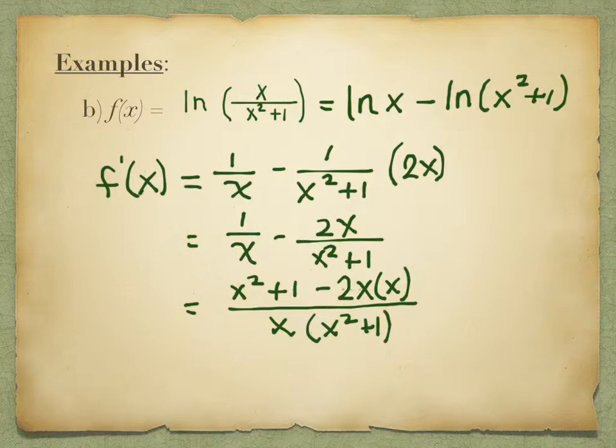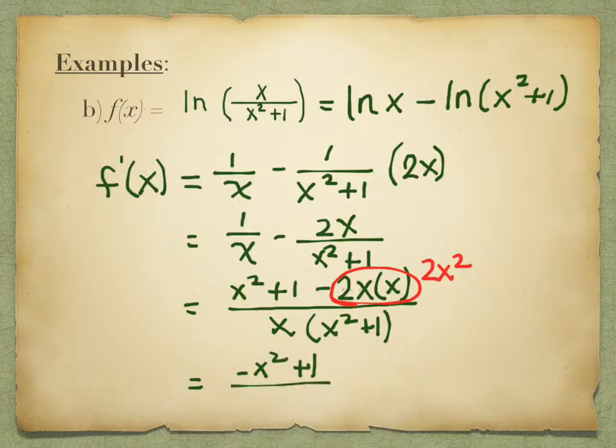Now, obviously, this right here is actually 2x squared, and it's negative. So I can combine that 2x squared with the original x squared at the beginning, and I end up with the solution negative x squared plus 1 over x times x squared plus 1.